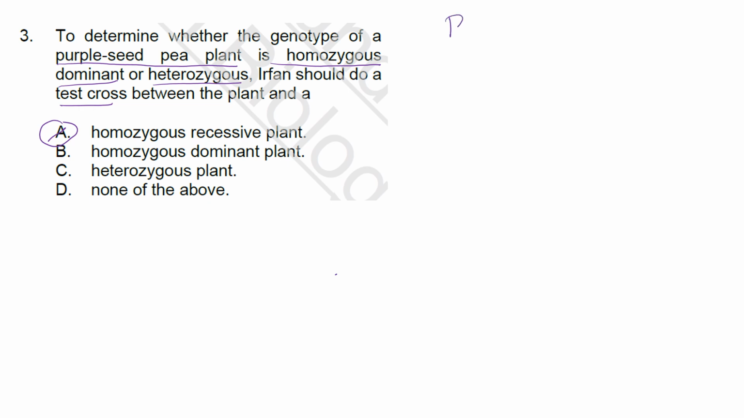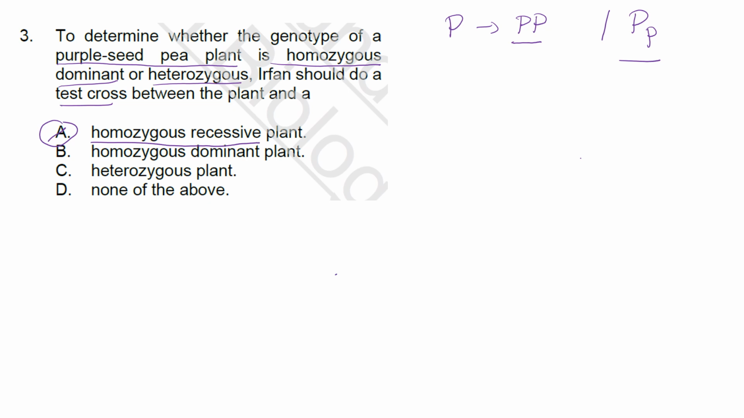When purple is a dominant character, the individual can either be homozygous dominant, with the allele capital P, or the individual can also be heterozygous, capital P small p. So you don't know whether the plant is homozygous dominant or heterozygous. Therefore, you have to cross the plant with the unknown genotype with an individual that is homozygous recessive.